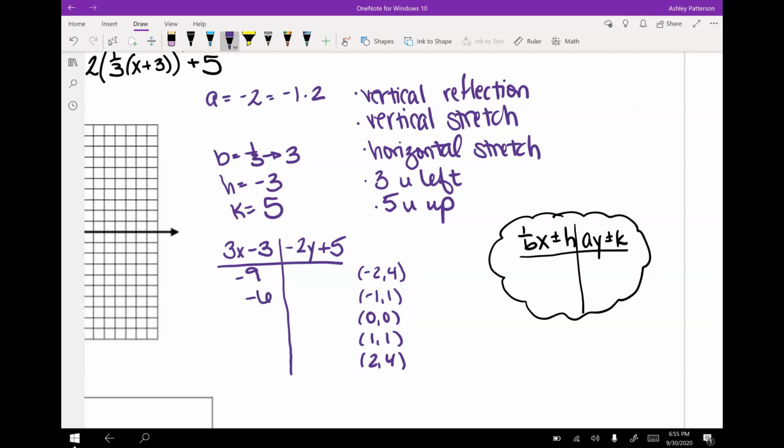Fill out the chart with me at this point, please. And then for the y values, 4 times negative 2 is negative 8 plus 5 gives us negative 3. 1 times negative 2 gives us negative 2 plus 5, which is 3. And then we can finish from there.